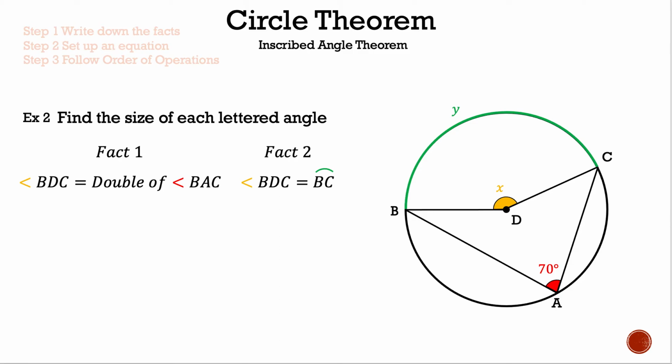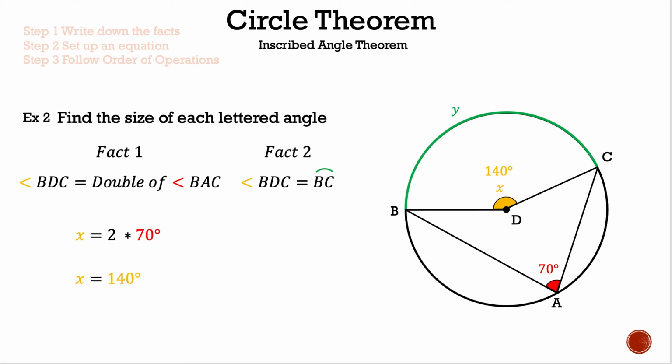Now let's go back to fact 1, where angle BDC is equal to double of angle BAC. Now we know angle BDC is equal to x, and we also know angle BAC is 70 degrees from the image. So now we have x is equal to 2 times 70 degrees, and the result of that is x is equal to 140 degrees.